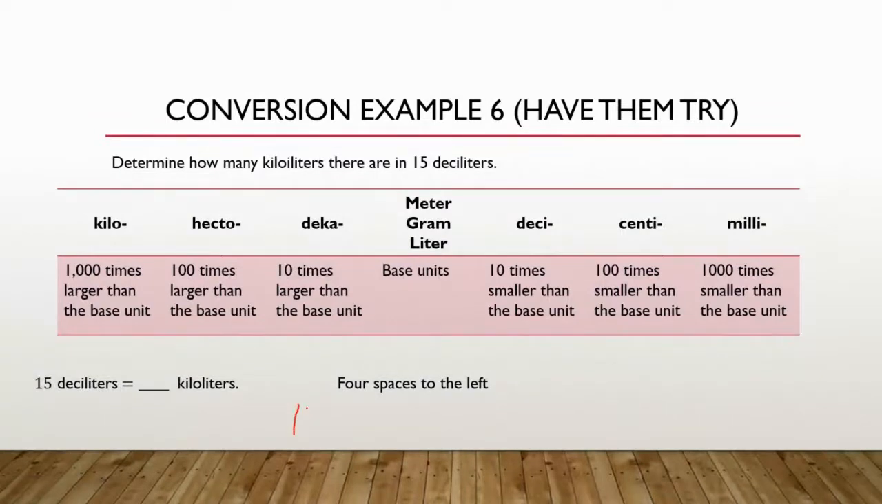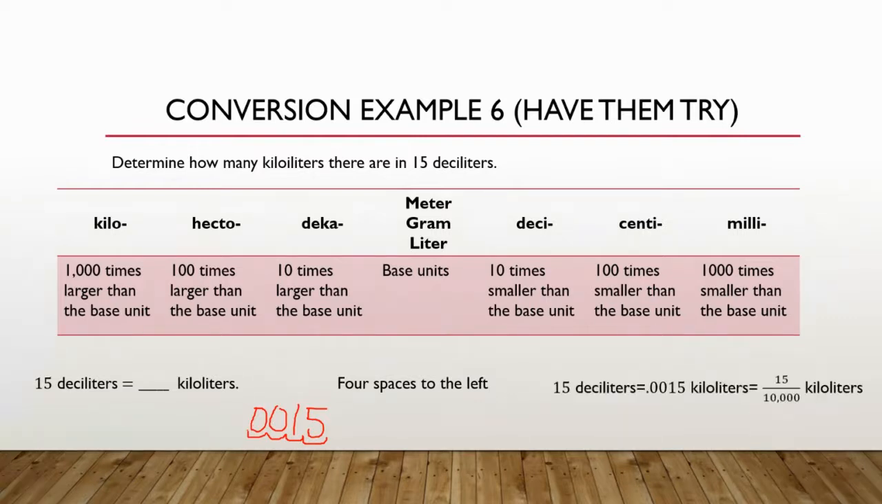So here's 15, right? We have 15 deciliters to go 4 spaces to the left. 15 is 15 point, so we have our decimal. We're going to go 1, 2, right? So we move 2. Now we go another one, 3. Now we put in a 0. And now we do one more, 4. So what we end up getting is 0.0015.